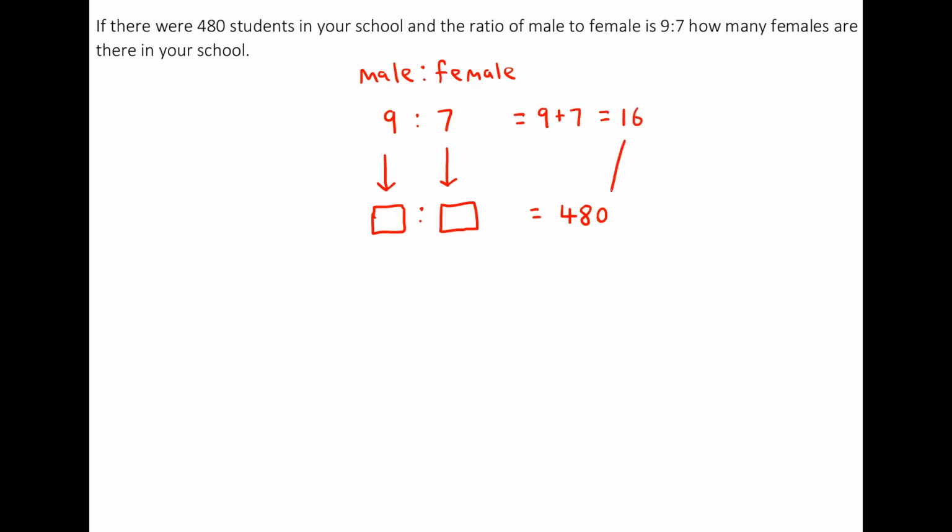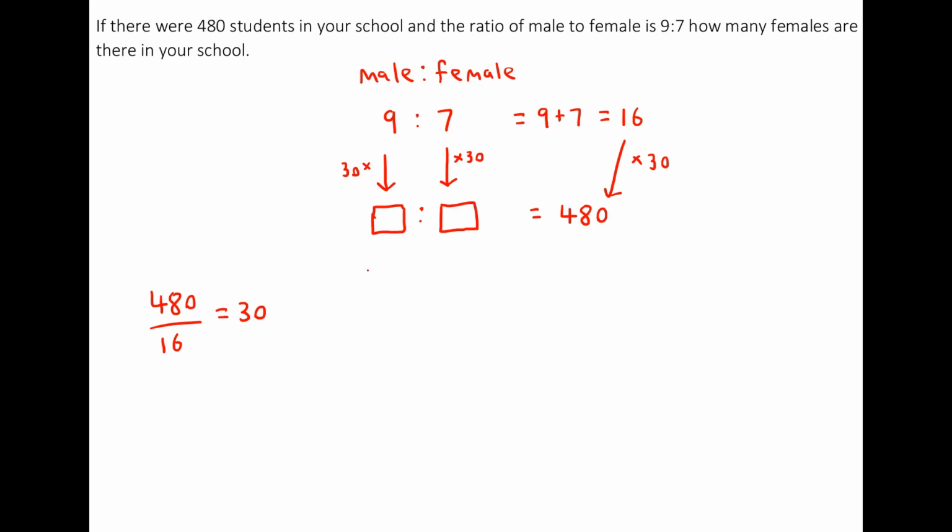So now, how do I get from 16 to 480? So we have to ask ourselves that question right there. Well, to know that, we simply do 480 divided by 16. And 480 divided by 16 is going to be equal to 30. So now I know I have to multiply 16 by 30 to get it to become 480. So I can simply multiply my 9 by 30 and my 7 by 30 to get the total number of male students and total number of female students when the total number of students is 480.